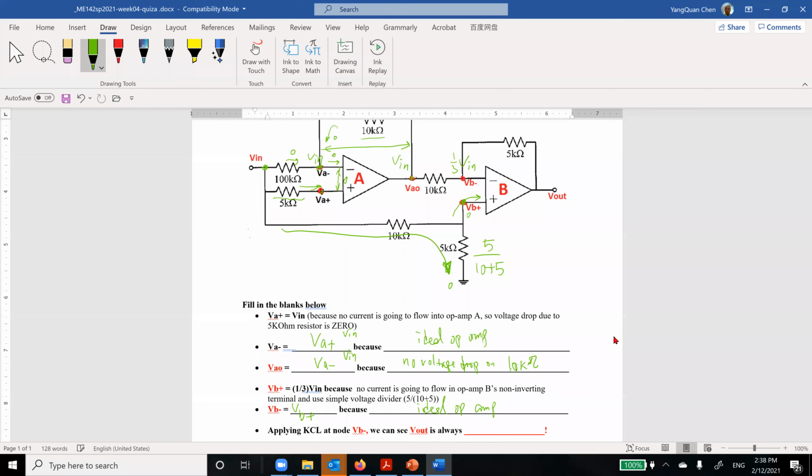So then what is the current in here? Using KCL here, the current into the op-amp is 0, right? So this is V in minus 1/3 of V in, which is 2/3 of V in, divided by 10, right?